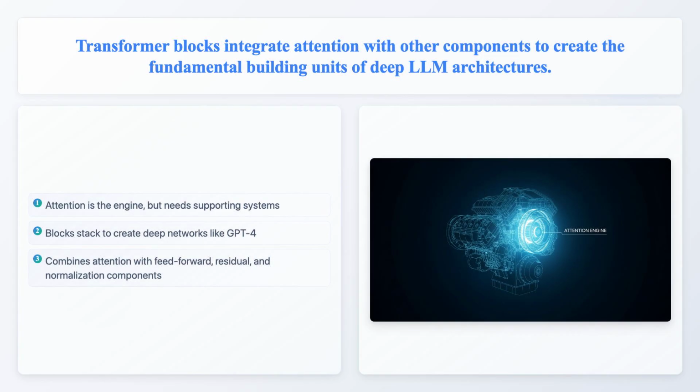We've mastered the attention mechanism, the revolutionary heart of transformers. But attention alone doesn't make a complete model. Think of attention as a powerful engine, but engines need chassis, transmission, and control systems to become functional vehicles. That's exactly what we are building now, the complete transformer block that houses our attention mechanism.